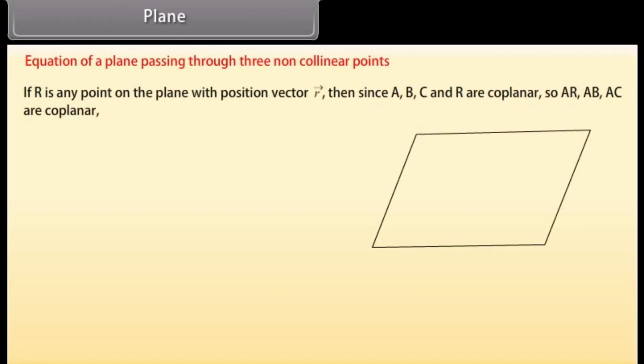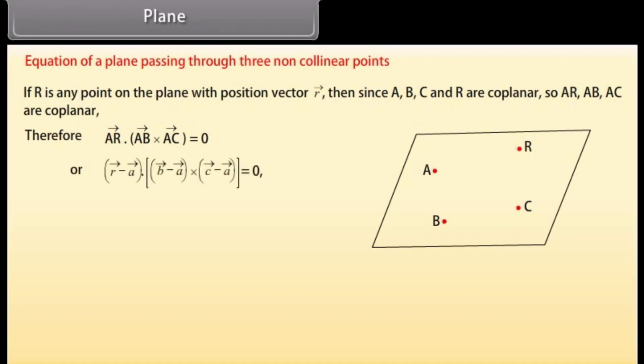Equation of a plane passing through 3 non-collinear points. If R is any point on the plane with position vector r, then since A, B, C, and R are coplanar, AR, AB, AC are coplanar. Therefore, the dot product of vector AR and the cross product of vector AB and vector AC equals 0. Or the dot product of vector R minus vector A and the cross product of vector B minus vector A and vector C minus vector A equals 0.